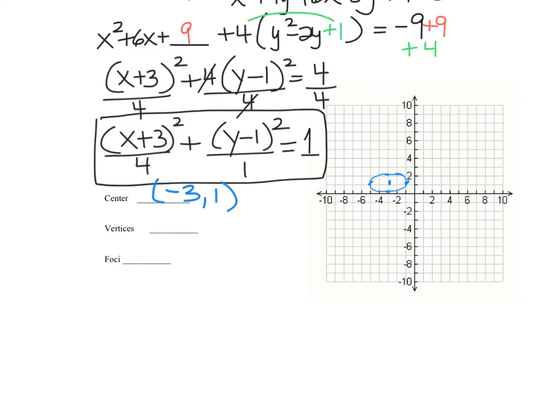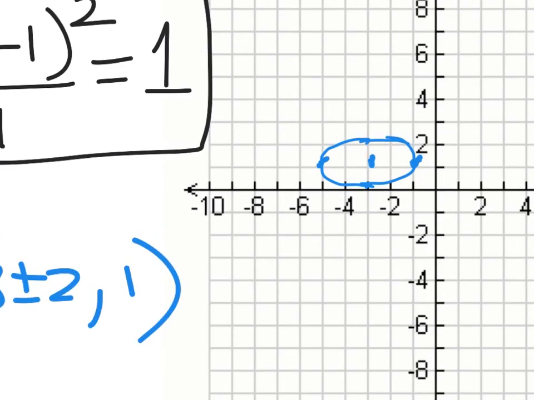For me, I don't like to go over here and look at what the points are. I like to go from the center, and this time my vertices are going left and right. So I would take the center and add and subtract 2 from the x value to go both directions. Or you can just go over here to your grid and find out what those points are. We're looking for these points here and there. You can tell it's the point -1, 1 and it's the point -5, 1.